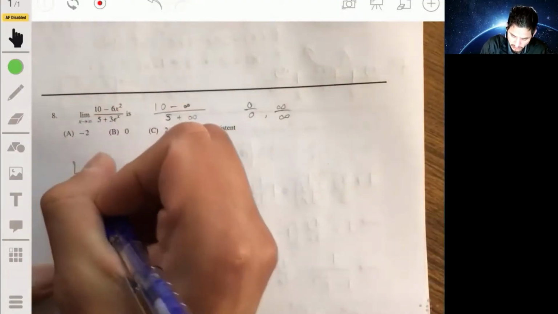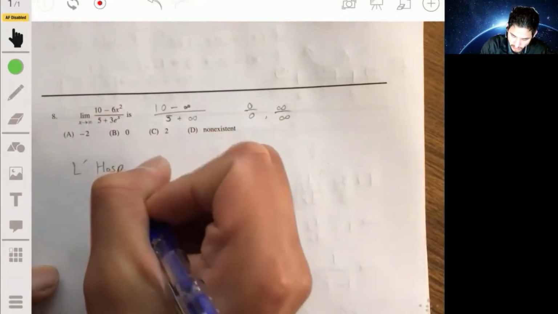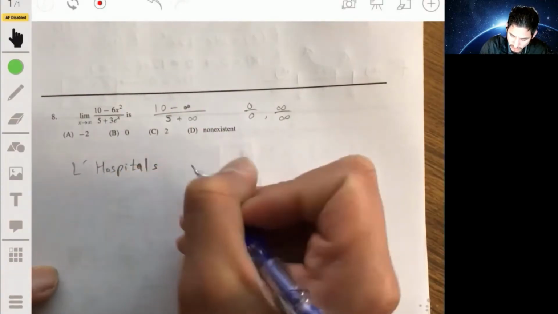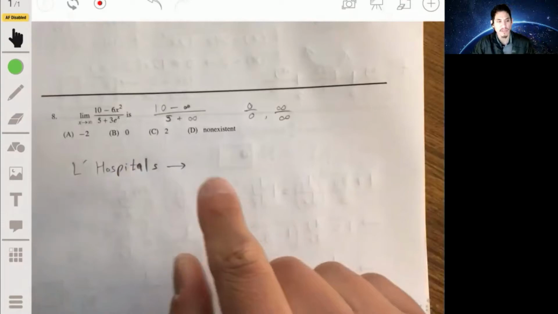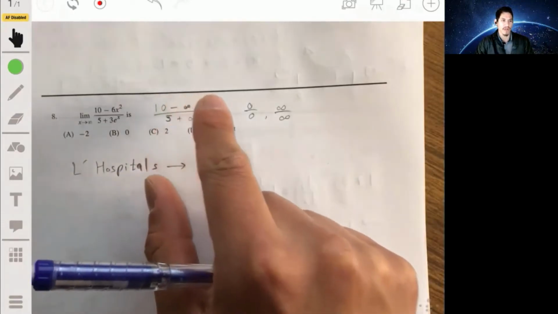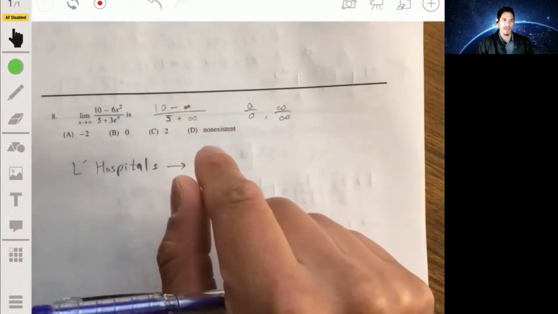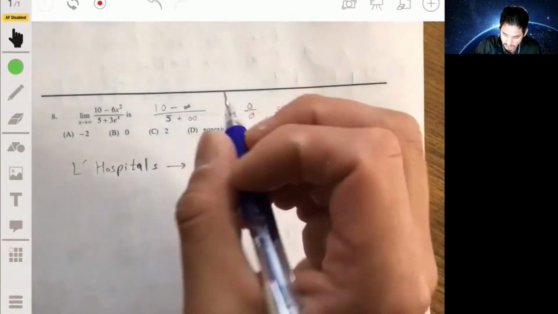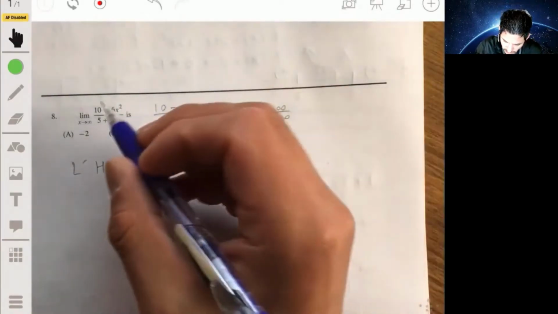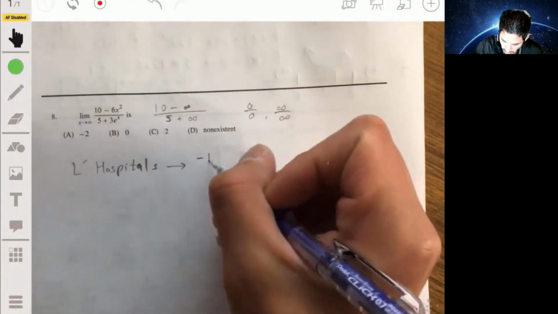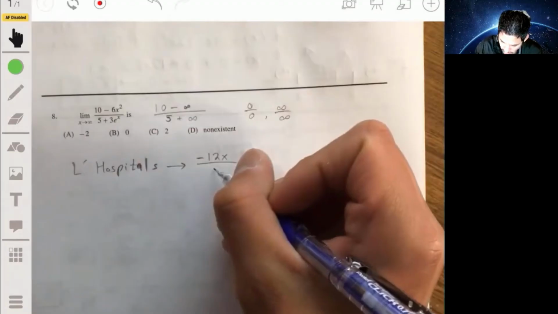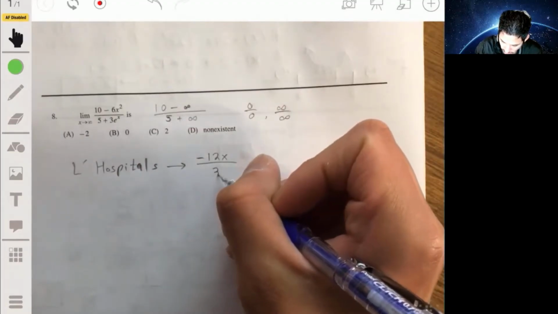So when you have something like 0 over 0 or infinity over infinity, you want to use L'Hopital's rule. That basically says that you can just take the derivative of the numerator over the derivative of the denominator, and then try to plug in the value for x again. So we take the derivative of the top, that'll be negative 12x, over the derivative of the denominator, and that'll be 3e to the x.